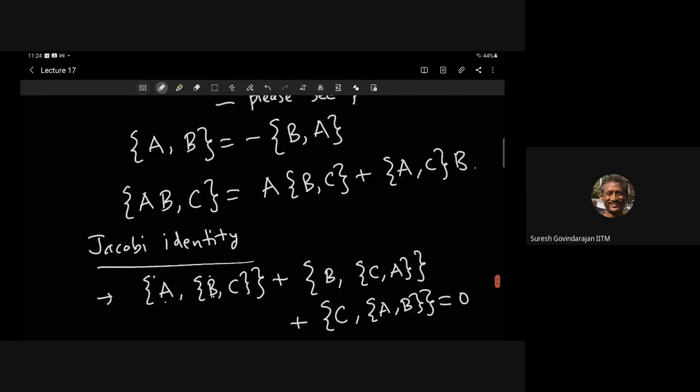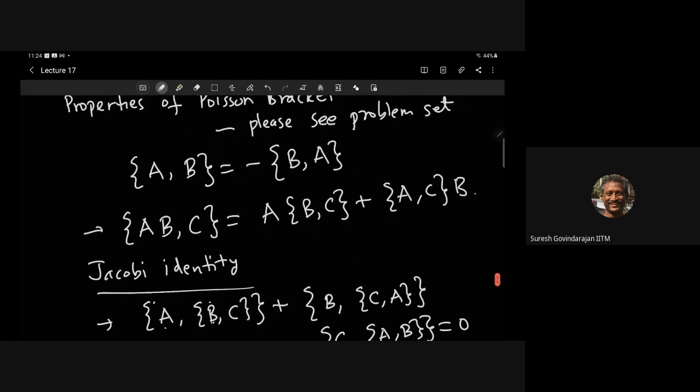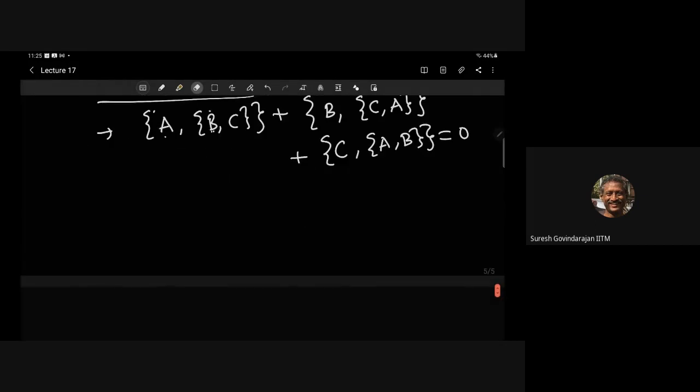Quite often, in actual computations, stuff like this is what we will use. Suppose you have some complicated thing, I can break it up. I can write it as A and B, and suppose A Poisson commutes with C, you will see that the second term drops out. If B Poisson commutes with C, the first term drops out, so that it becomes simpler. So these are kind of simplifications which we will do regularly.